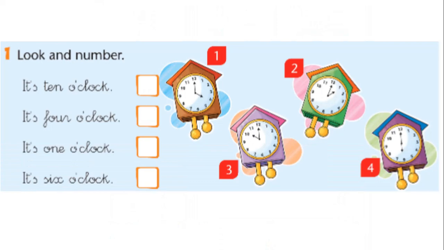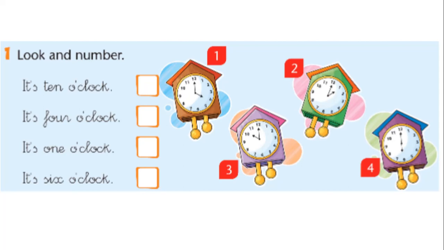Look at these clocks. We have to write the number of these clocks in the correct square. The first sentence says, it's 10 o'clock. Which clock is pointing to the number 10? The second one says, it's 4 o'clock. What clock is pointing to the number 4?